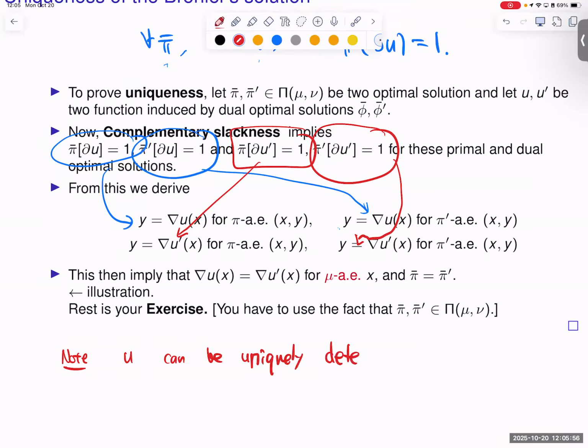Can be uniquely determined up to an additive constant. The proof of Brenier's theorem. Okay, any question about that?